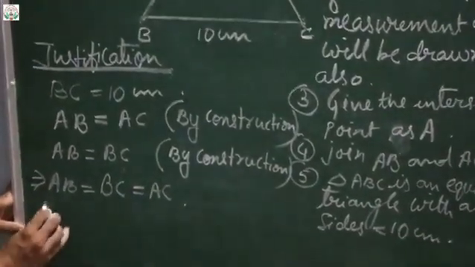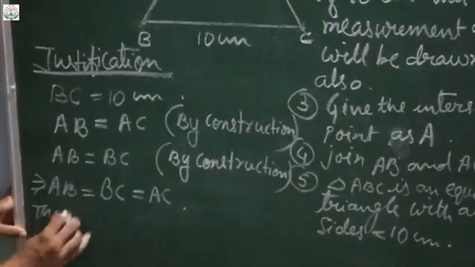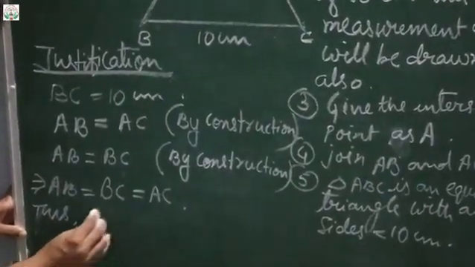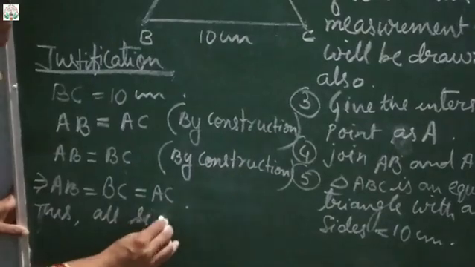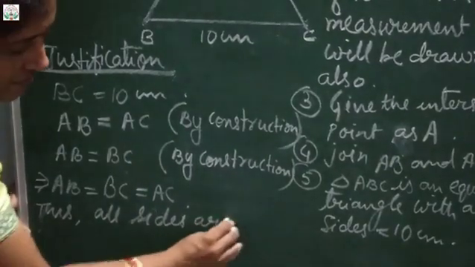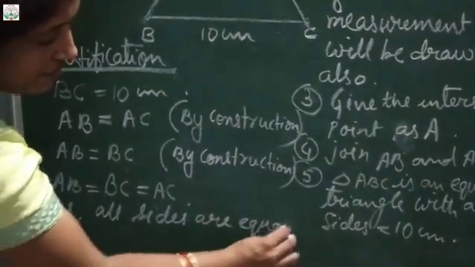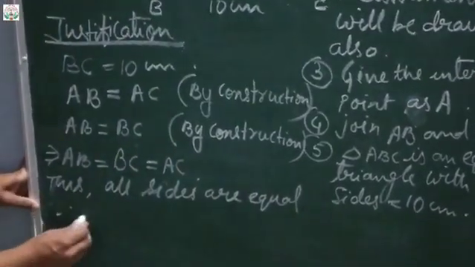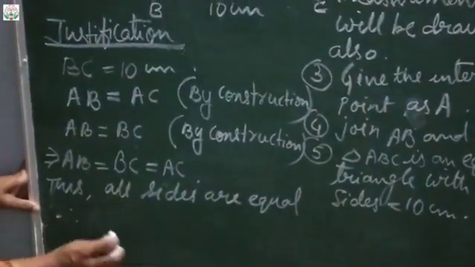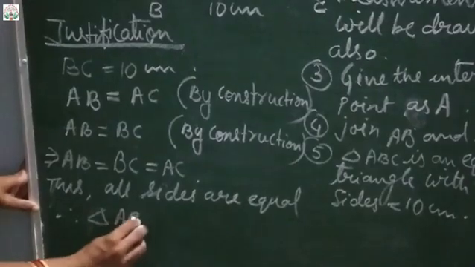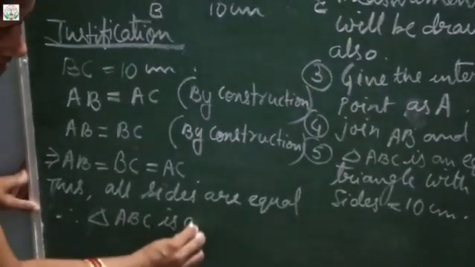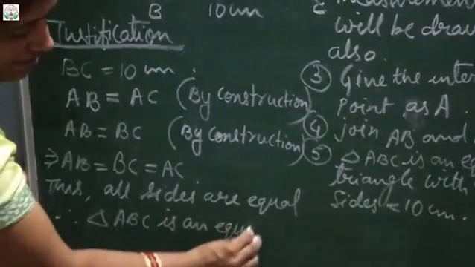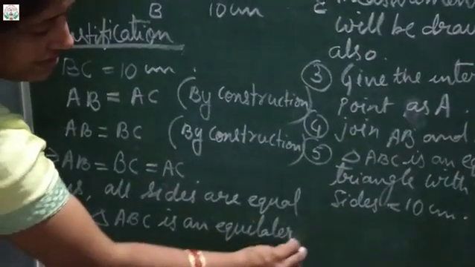That means you can write thus: all sides are equal. Therefore, triangle ABC is an equilateral triangle.